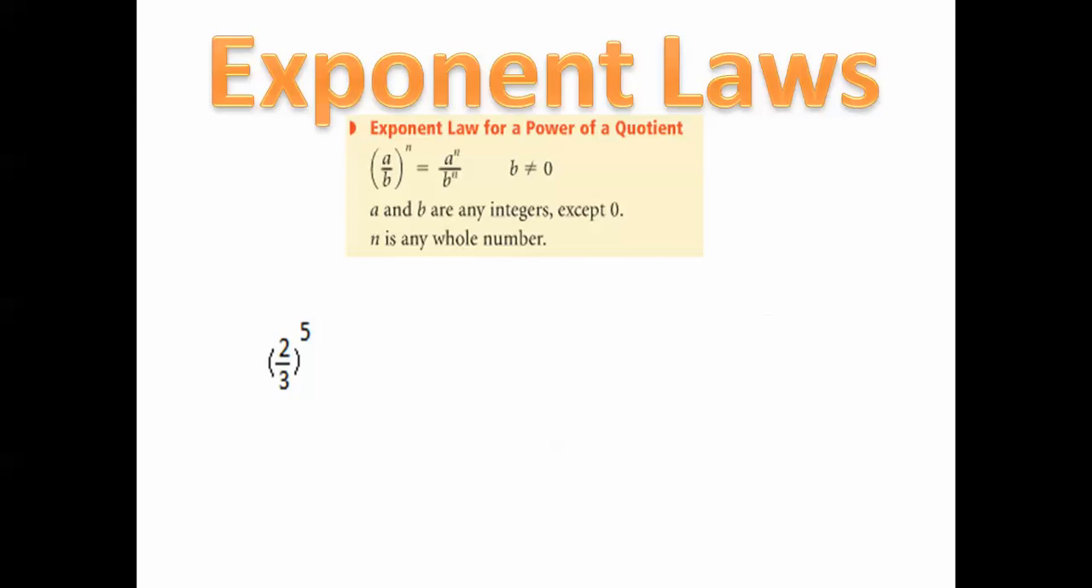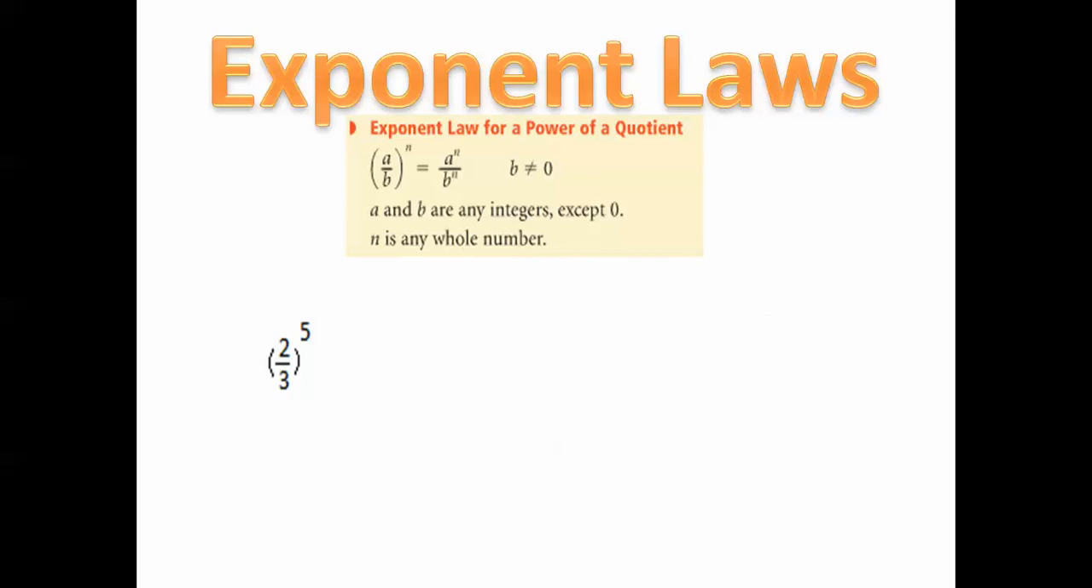Exponent law for a power of a quotient. So if we have any number a divided by any number b, except for 0, all to the power of n, and letting n be any whole number, again, no fractions, we just, again, factor in our exponent. So let's look at an example.